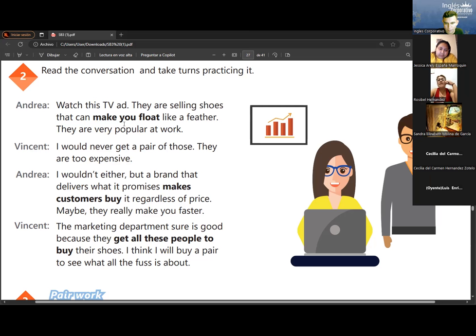Watch this TV ad. They are selling shoes that can make you float like a feather. They are very popular at work. I will never get a pair of those. They are too expensive. I wouldn't either, but a brand that delivers what it promises makes customers buy it regardless of price. Maybe they really make you faster. The marketing department sure is good because they get all these people to buy their shoes. I think I will buy a pair to see what all the fuss is about.